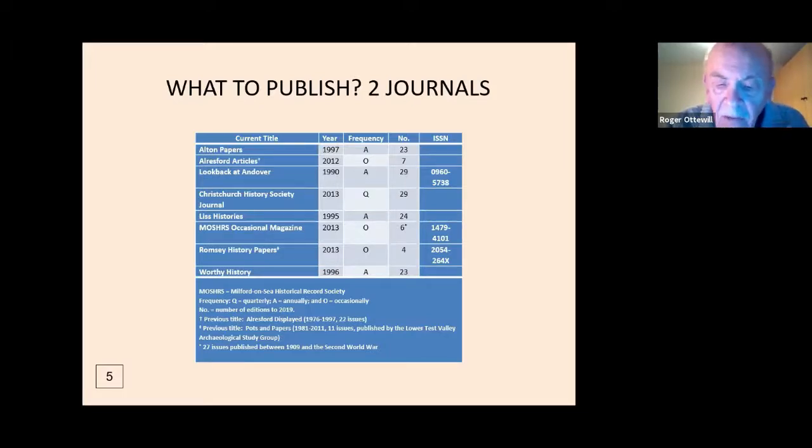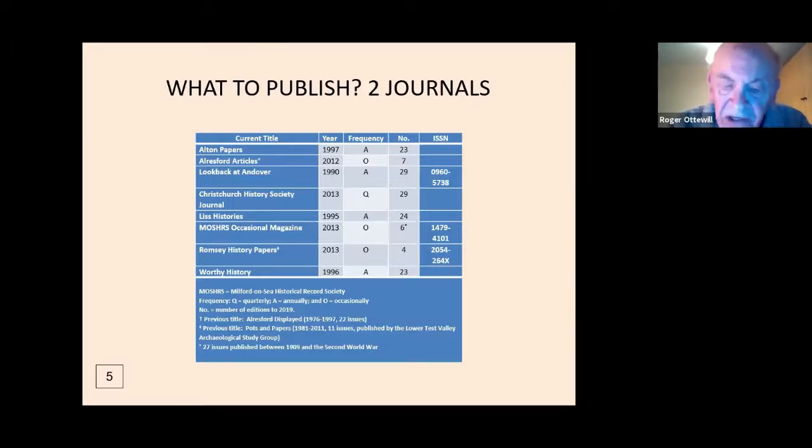Sadly, we know of at least 2 local history group journals that ceased publication in recent years, so they come and go. One of those is Fareham Past and Present, and the other is the Journal of the Southampton Local History Forum. There may well be others which we don't know about that had shorter lives in the past.